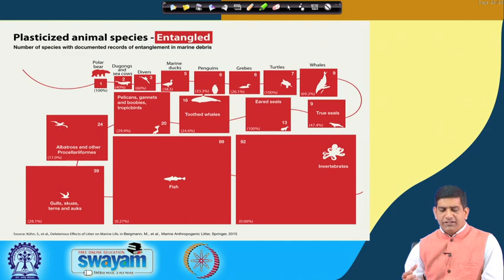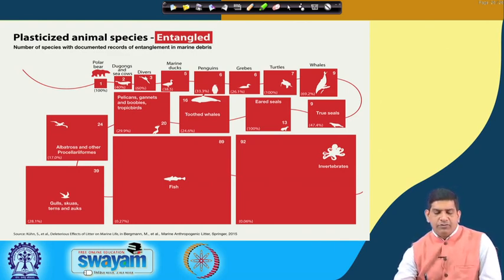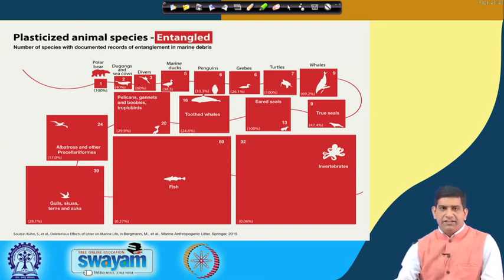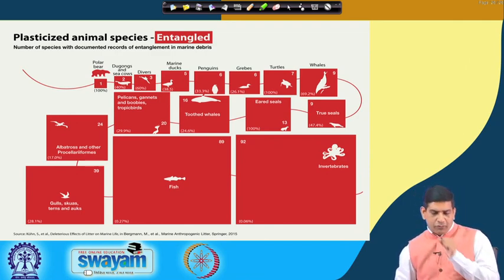Then, from the same paper, the same study, they also looked at how many animal species are entangled with plastic. So, the number of species with documented records of entanglement in marine debris. Here some of those numbers are not that high. For example, they had only one polar bear and it was entangled, so it becomes 100%. You have to understand that there are certain limitations of every study, including this study. There was only one polar bear and it was found to be entangled.